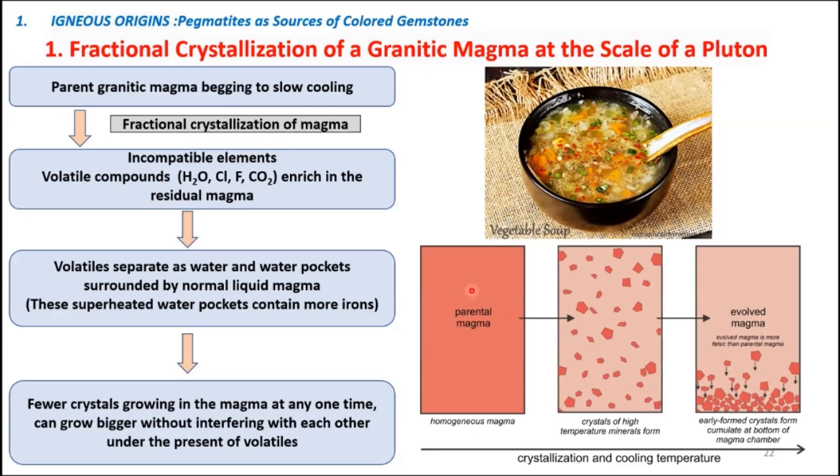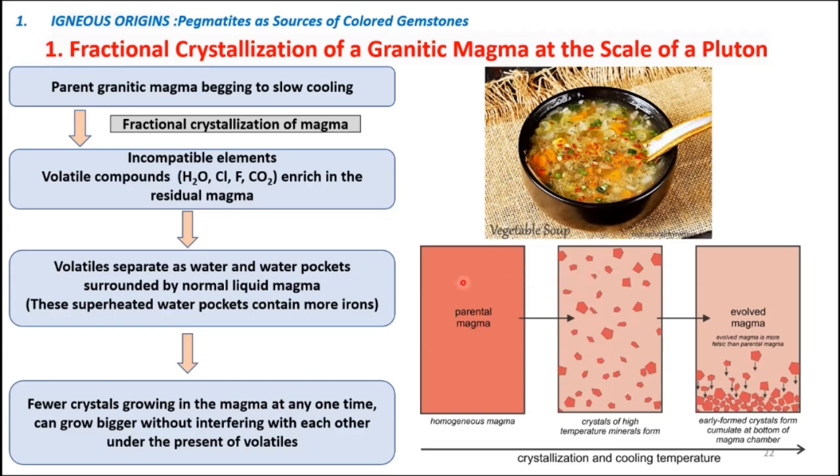There are some elements that always prefer to stay within the fluid phase, within the liquid portion. They don't prefer to incorporate into the solid. Such elements we call incompatible elements. So during cooling of magma, what is happening? Compatible elements are mainly stored in the crystallized minerals, and the concentration of the incompatible elements gradually increases.